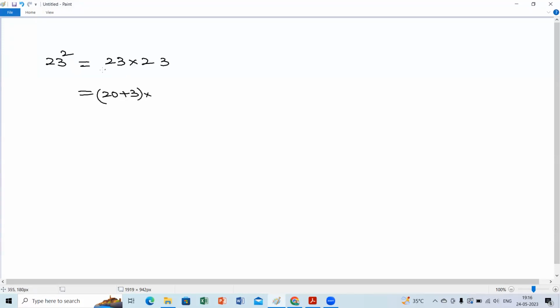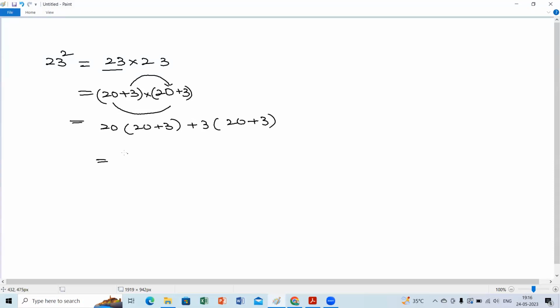23 can be written as 20 plus 3. Here, 20 plus 3, right? So when we multiply, the first number multiplies with the complete bracket and the second number also multiplies with the bracket. So 20 multiplied with 20 plus 3, and plus 3 multiplied with 20 plus 3. So what are we getting? 20 into 20, 20 into 3, because this is the distributive property again: a number outside the bracket is distributed to both numbers inside the bracket, right? Then 3 into 3.